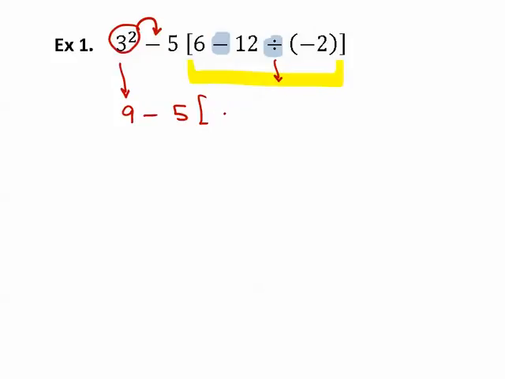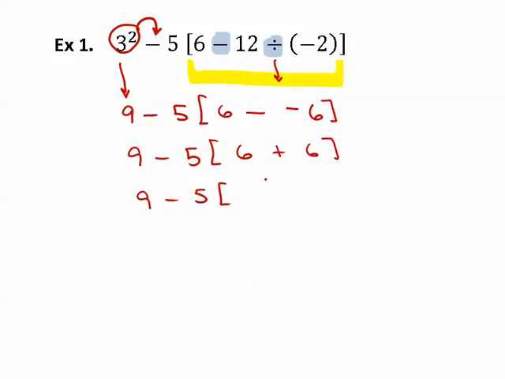We want to take care of this division first. So bring down the 6 minus, and then take care of the 12 divided by negative 2. 12 divided by negative 2, the signs do not match, so we write that down as a negative number. So 12 divided by negative 2 is negative 6. Next, within the grouping, we can change our double sign. Minus minus becomes a plus. Next, simplify completely inside those brackets. 6 plus 6 is 12.